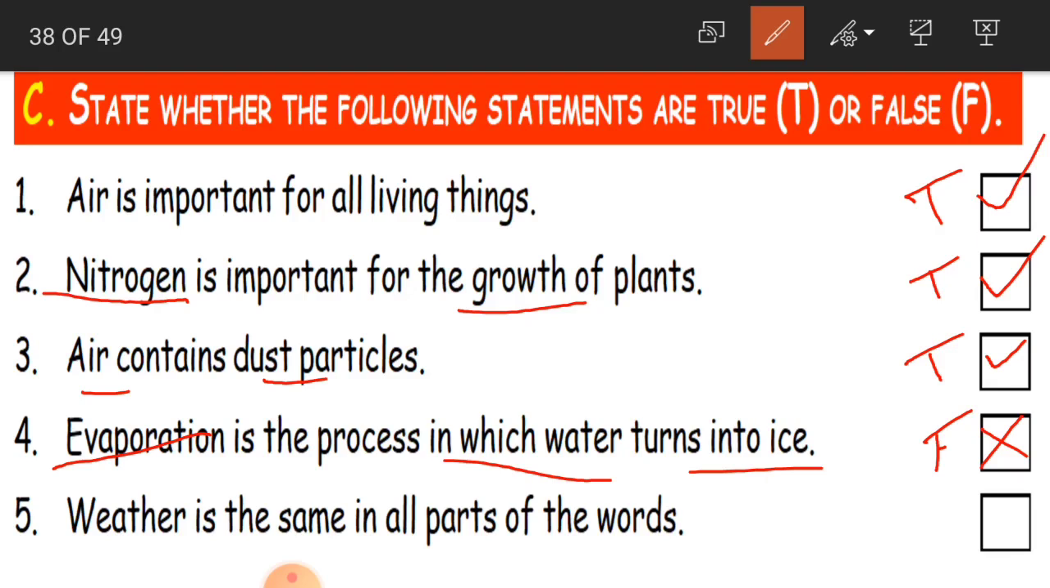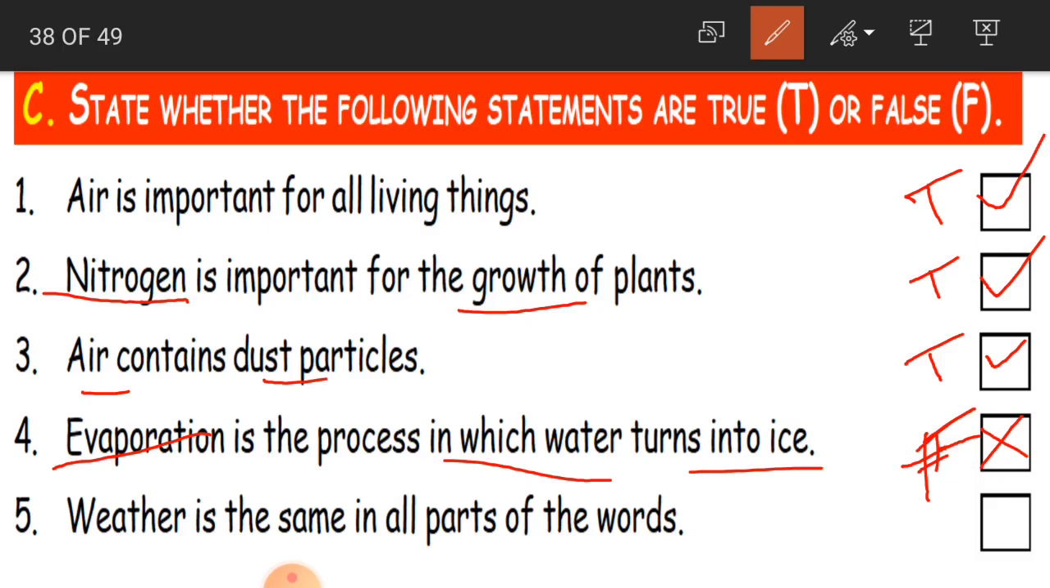Because evaporation is the process where the water gets heated. So then what happens? Water is going to turn into water vapor, not into ice. So that is why this is a false answer. Clear? I have just mentioned it as F here.